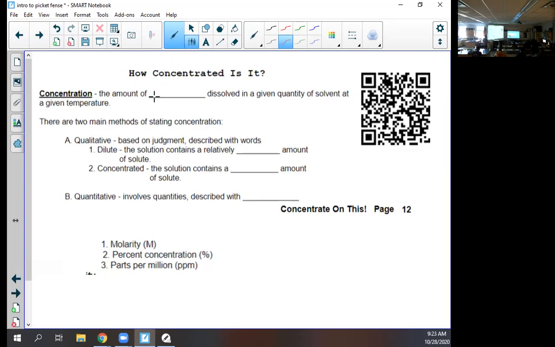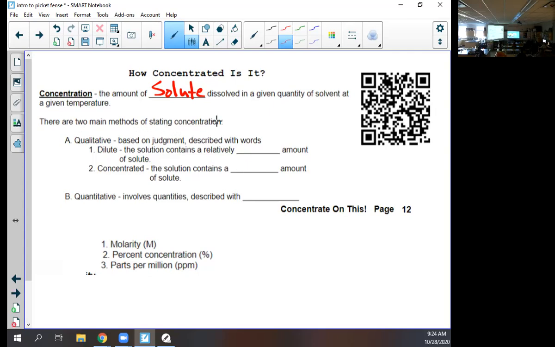Concentration, it is the amount of solute dissolved in a given quantity of solvent at a given temperature. Okay, there's your definition. On this exam, you don't have any matching terms or anything like that. You have straight up math. Now, some kids like that. David was pumped this morning. He's like, I don't have to memorize terms. Nope. You have to know how to type on your calculator. All right. But anyway, here is the definition.